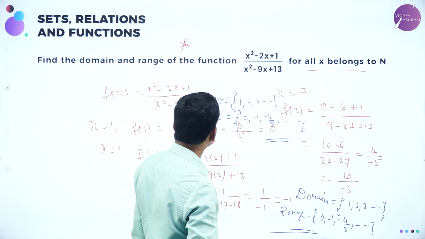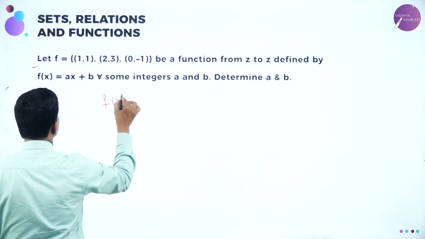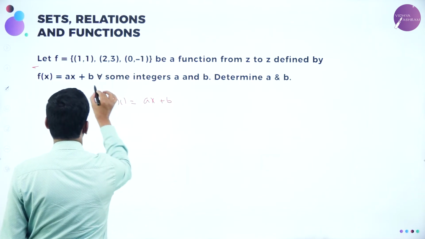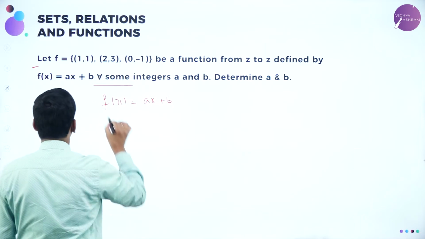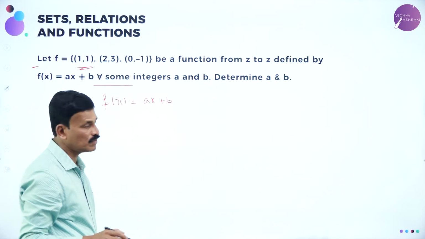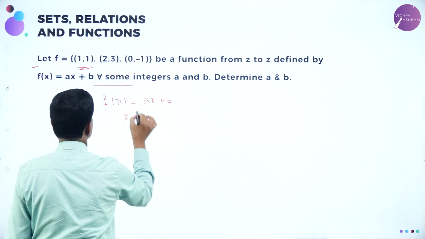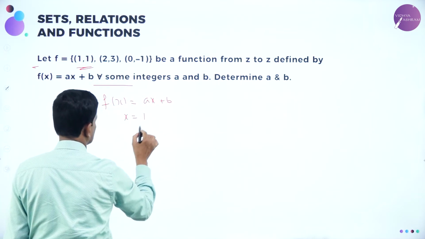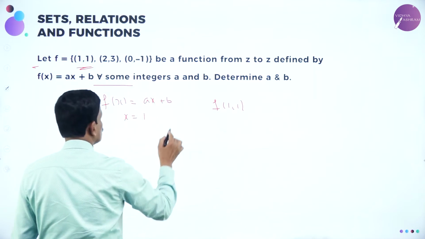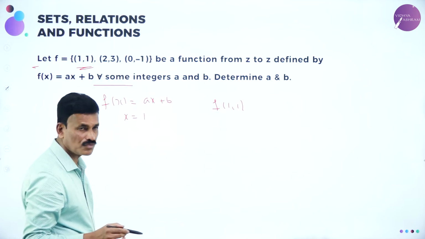Now, let us come to the next problem. Let f of x be given. What is f of x? f of x is ax plus b for some integers a and b. Now, the function passes through f of 1 comma 1, f of 2 comma 3, and f of 0 comma minus 3. So when x is equal to 1, f of x, what happens? This f of 1 comma 1 is given. So substitute the value of x as 1 and y as 1.